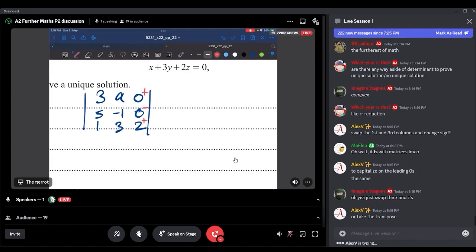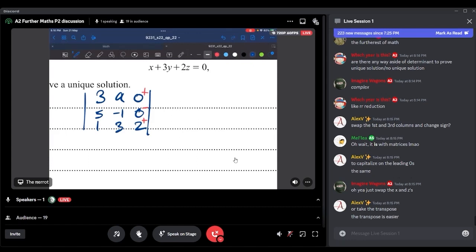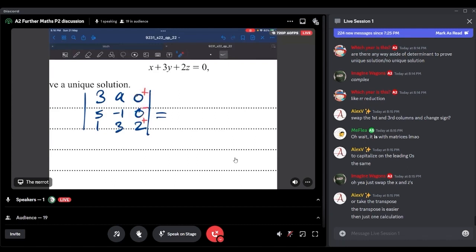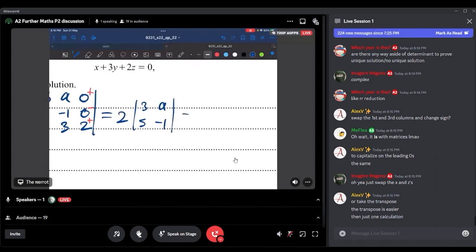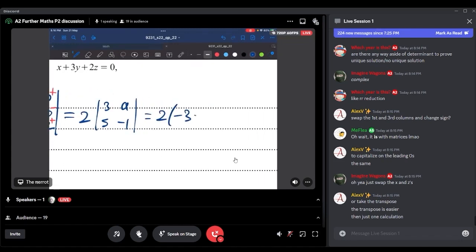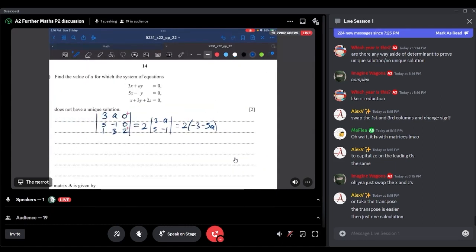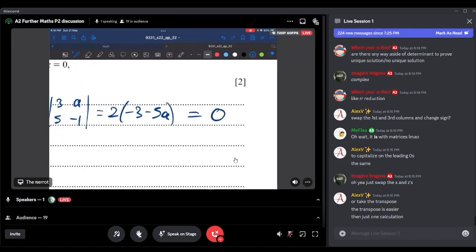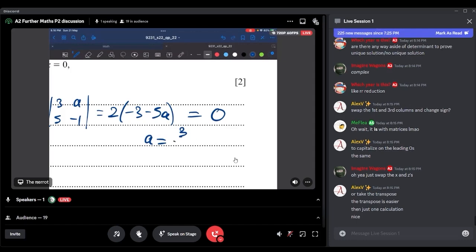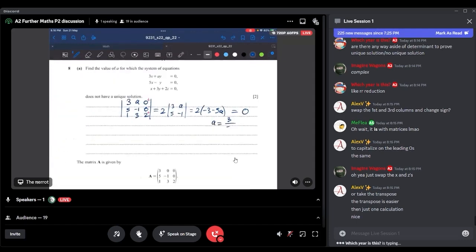Okay. And if you do this, well, you have a 0 and 0. We don't even have to care about this cofactor or this cofactor. We just have to care about this one. So 2 times the determinant of 3, a, 5, minus 1. What's this? 2 times minus 3 minus 5a. We want this to be 0. If it doesn't have a unique solution, then the determinant has to be 0. Equate to 0, that means a is 3 over negative 5. Or just put a negative outside. Doesn't matter. Okay, and that's your answer.